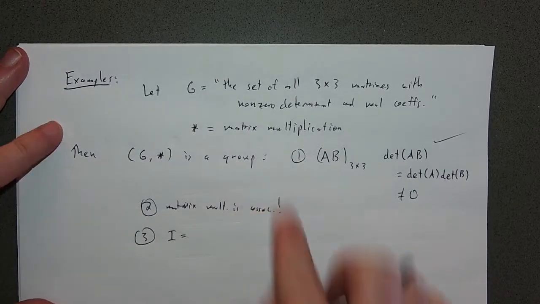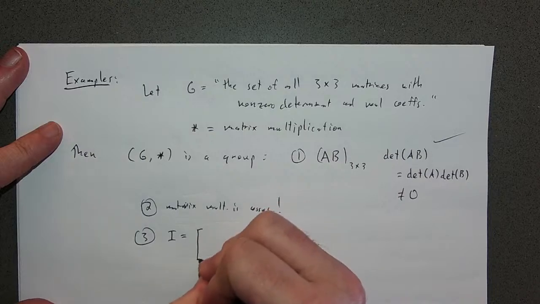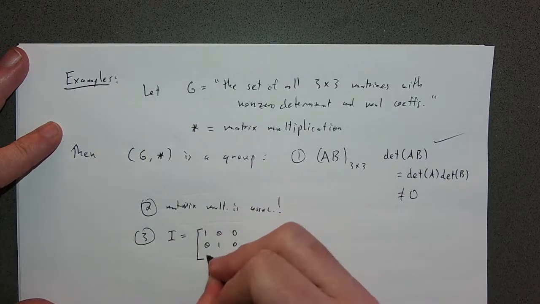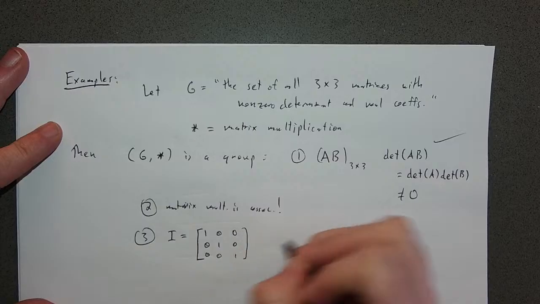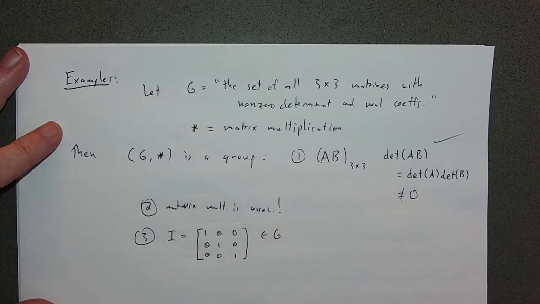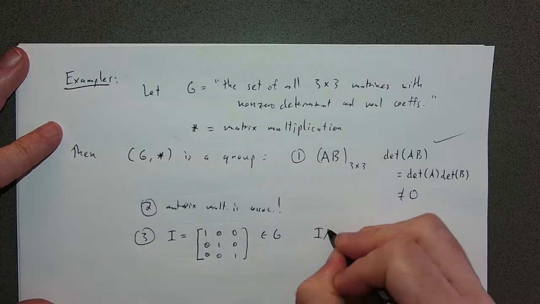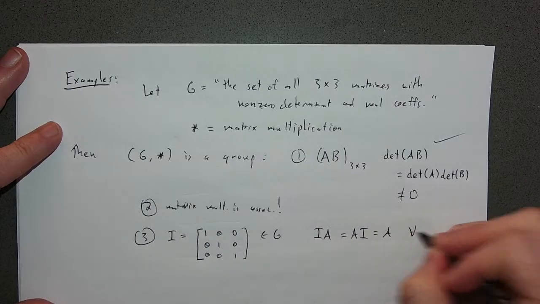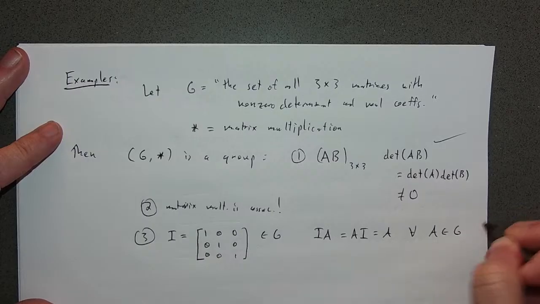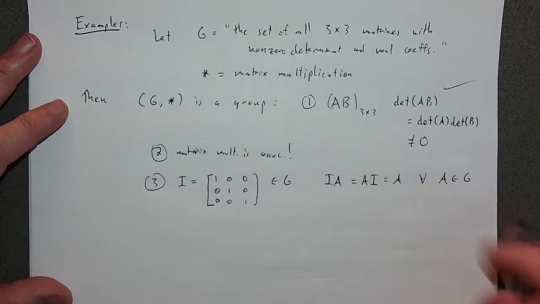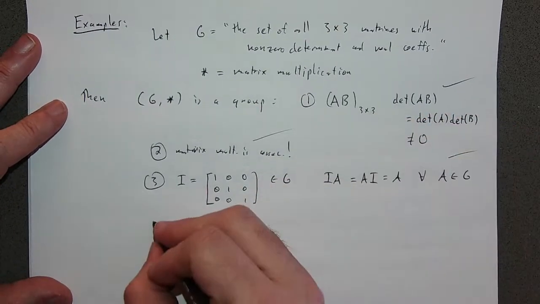Well, with respect to matrix multiplication, the identity element for 3 by 3 matrices with real coefficients is exactly this thing. This is in G, and IA is equal to AI is equal to A for all matrices A in G. Right? Because that's how the identity matrix works. Okay, so we got those. What about inverses?